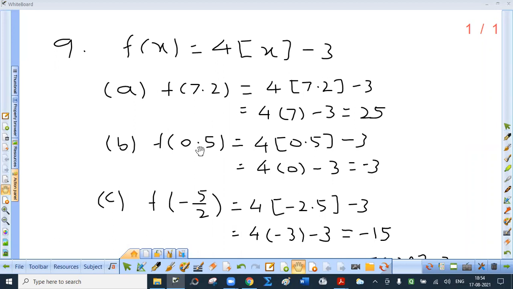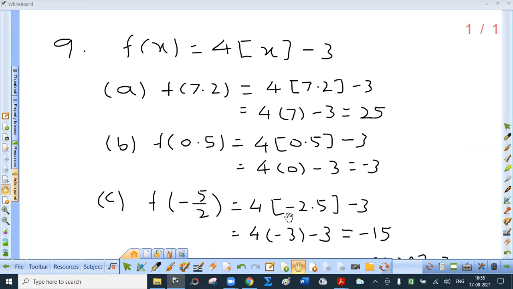Now the integer immediately to the left of 0.5 on the number line is 0. So 4 into 0, that is 0. Minus 3, that is minus 3. Minus 5 by 2, that is minus 2.5. Many students write the step value of minus 2.5 as minus 2.